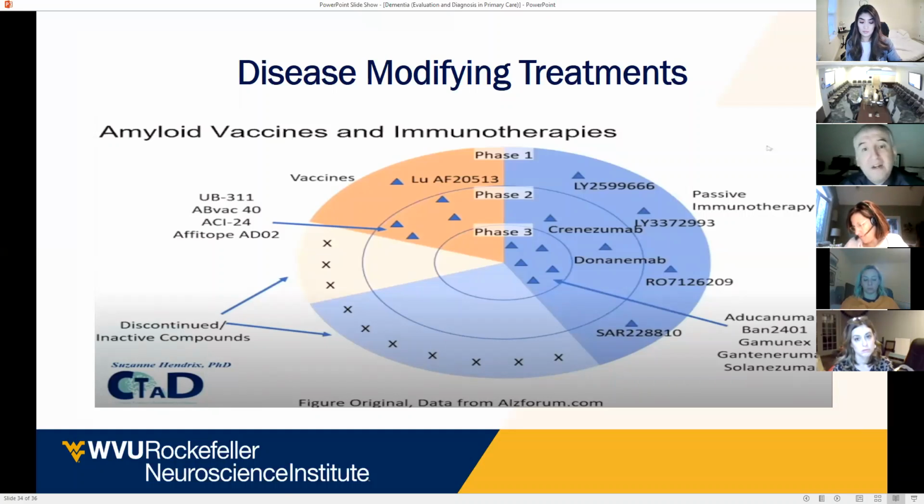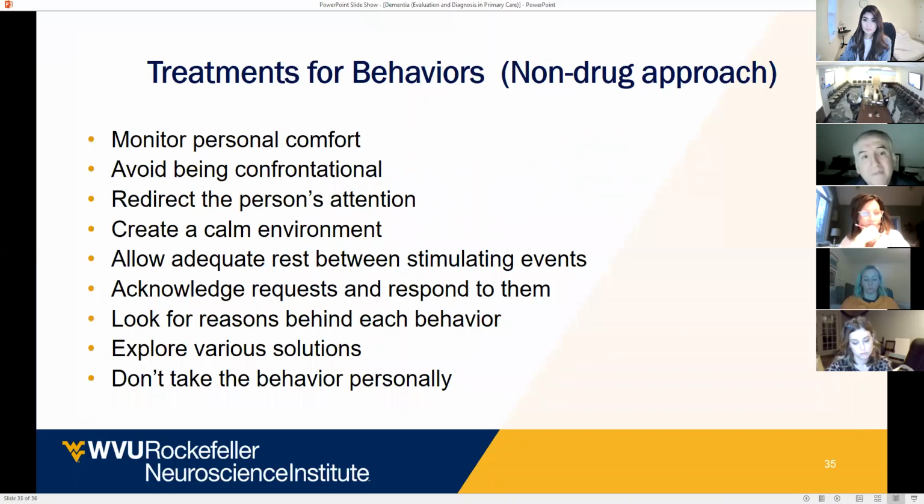On the left side are the vaccines. Most of these vaccines are just in phase 2. There is no vaccine in phase 3 yet. And these vaccines are directed against the beta amyloids and the tau proteins, all of them. Just to give you an idea of what we are doing in terms of disease modifying treatments. Next slide, please.